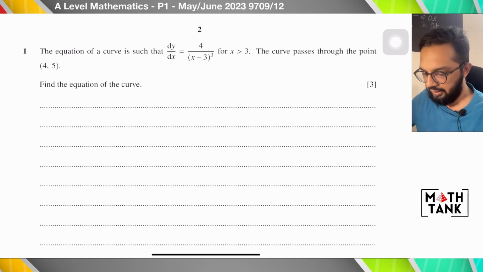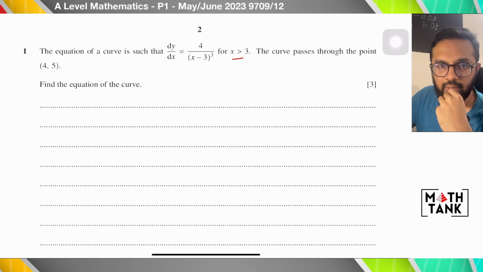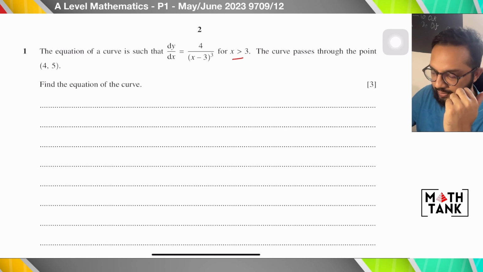The first question says the equation of a curve is such that dy by dx equals 4 over (x minus 3) cubed, where x is greater than 3. The curve passes through the point 4, 5. Find the equation of the curve. So this is a question on integration. I am going to integrate this.